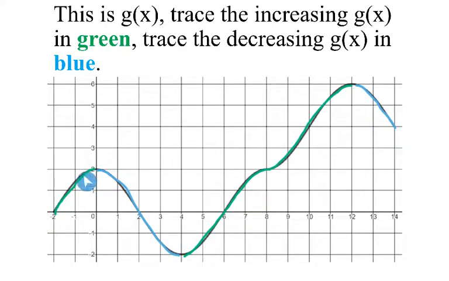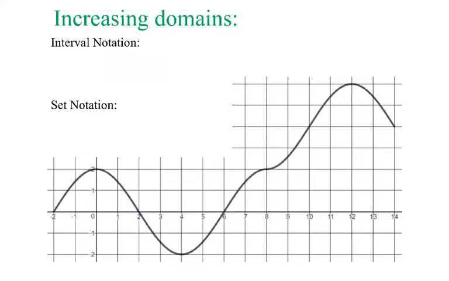So increasing from -2 to 0, decreasing from 0 to 4. Notice that I'm reading these only with my x values. I am not using my y values on this because for my increasing, decreasing intervals and my positive, negative intervals, the only thing that matters is the x intervals. And then I'm increasing from 4 all the way to, what is that, 12? And then decreasing again from 12 to 14.